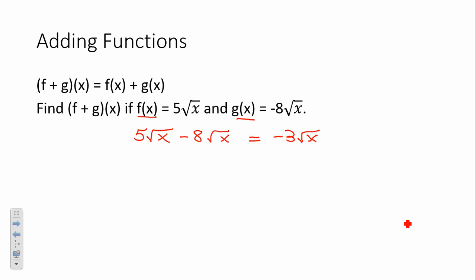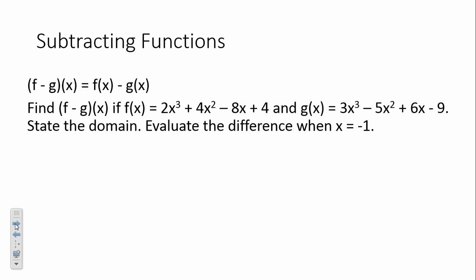Simple enough, right? Treat that square root of x just like you would any old variable. When we're adding them, we don't change the powers or anything. We just combine our like terms and give it the same name. So you've got an example, or problem just like that next to it on your worksheet.